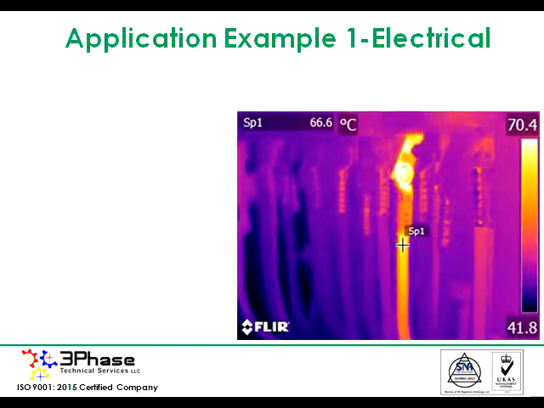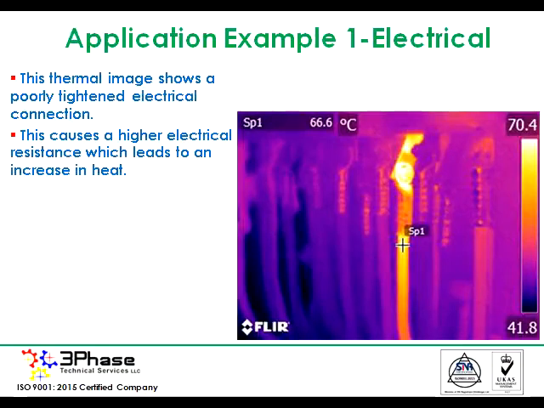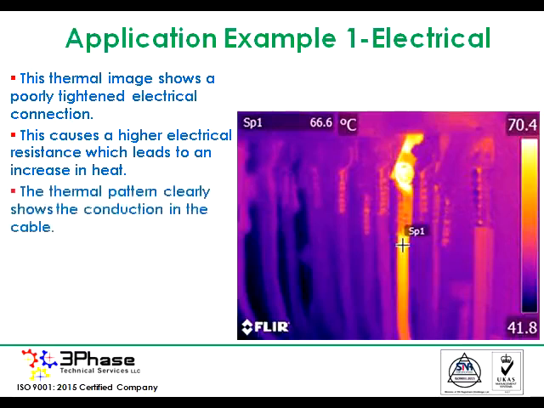Application example 1. Electrical. This thermal image shows a poorly tightened electrical connection. This causes a higher electrical resistance which leads to an increase in heat. The thermal pattern clearly shows the conduction in the cable.